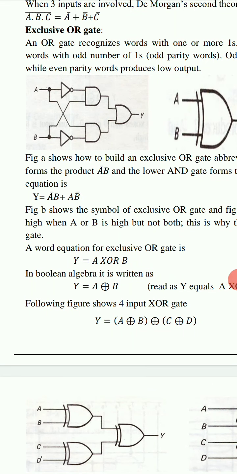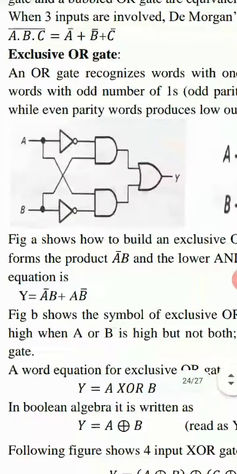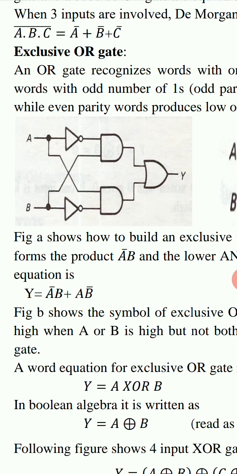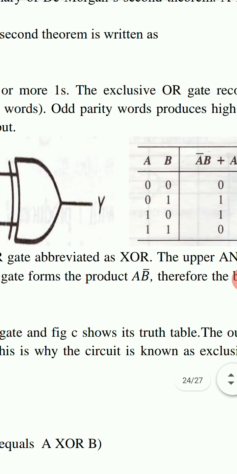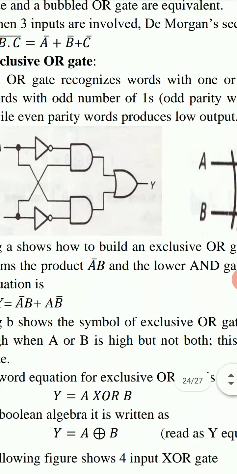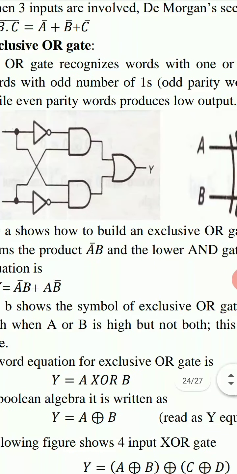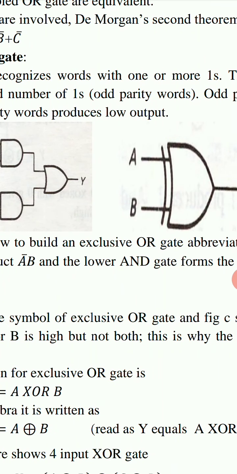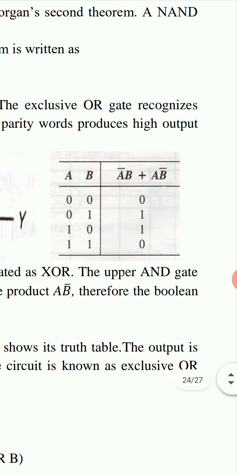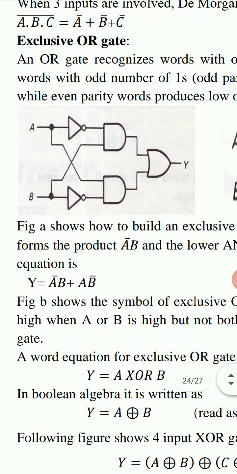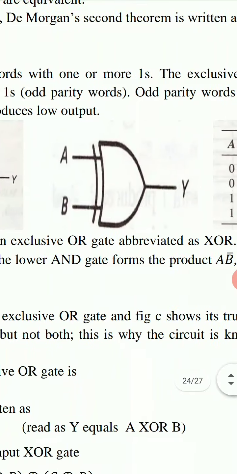Today's topic is exclusive OR gate. An OR gate recognizes words with one or more ones. The exclusive OR gate recognizes words with odd number of ones. Odd number of ones means odd parity words, a word in which one appears an odd number of times. Then only output is high. Odd parity words produce high output, while even parity words produce low output.